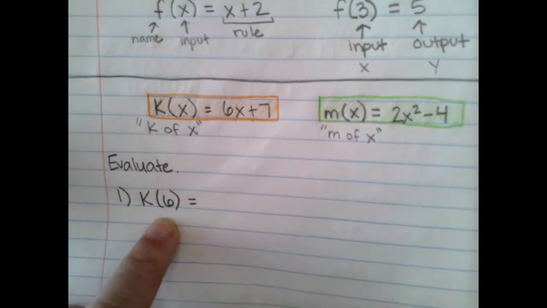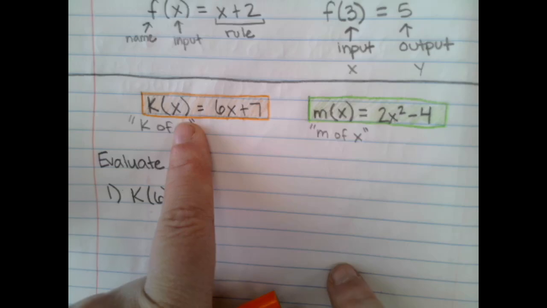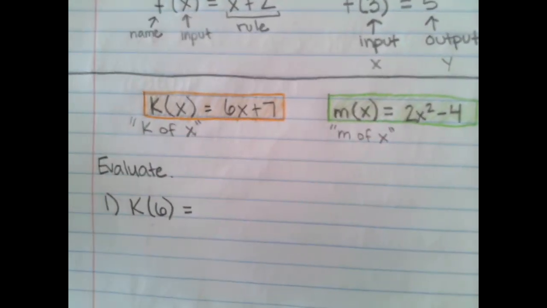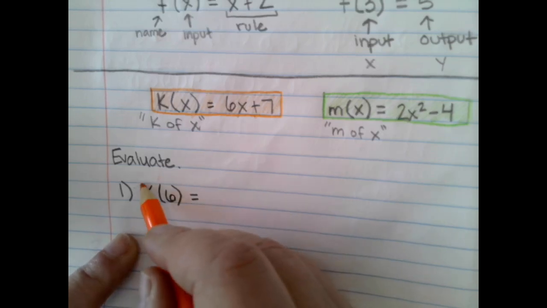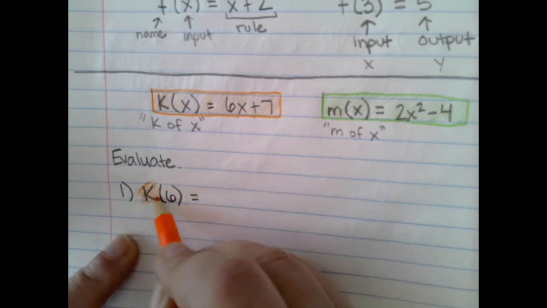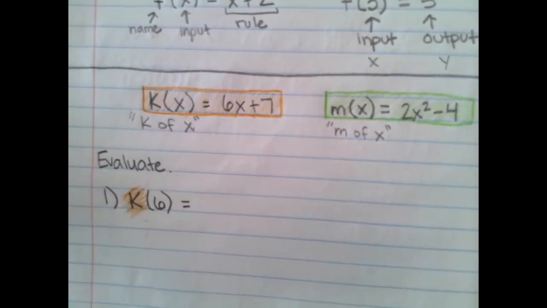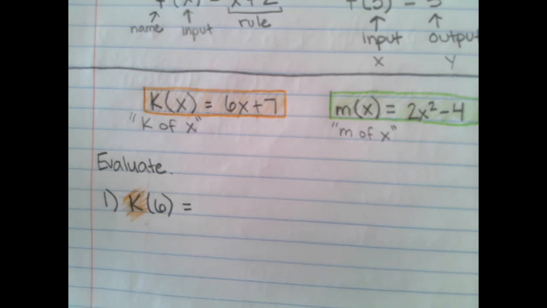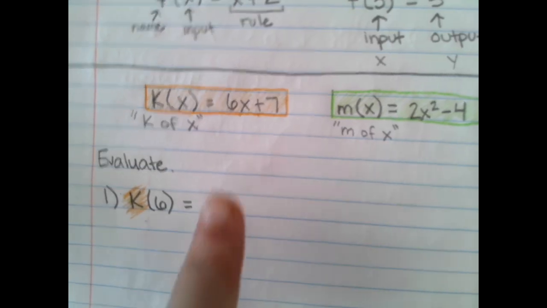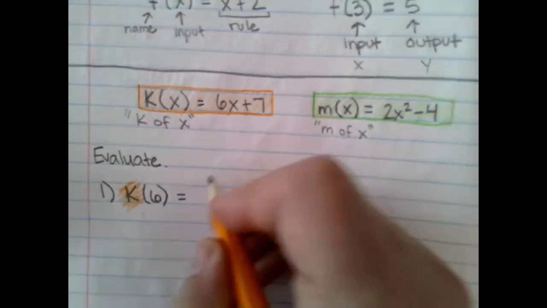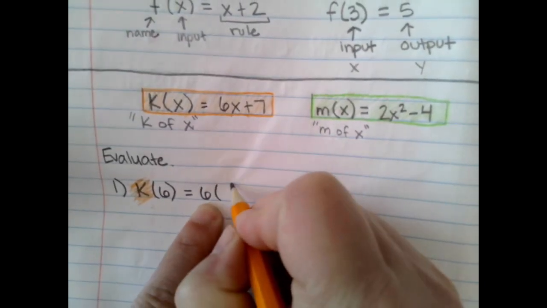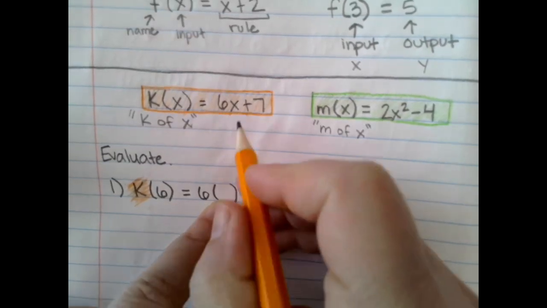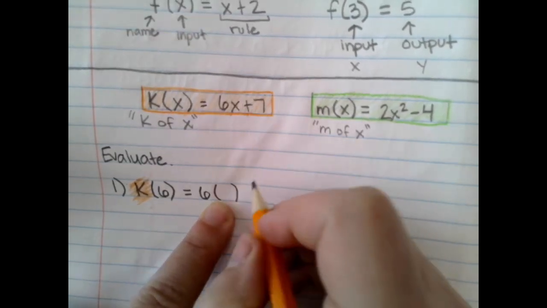Which function am I going to be putting it into? Function k or function m? Okay, how did you know? Yeah, literally just says k there. Good. Okay, so we're putting it into function k. So function k starts off with 6, and then it says x, so I'll do parentheses for x, because that's what we've been doing with those quadratics, plus 7.